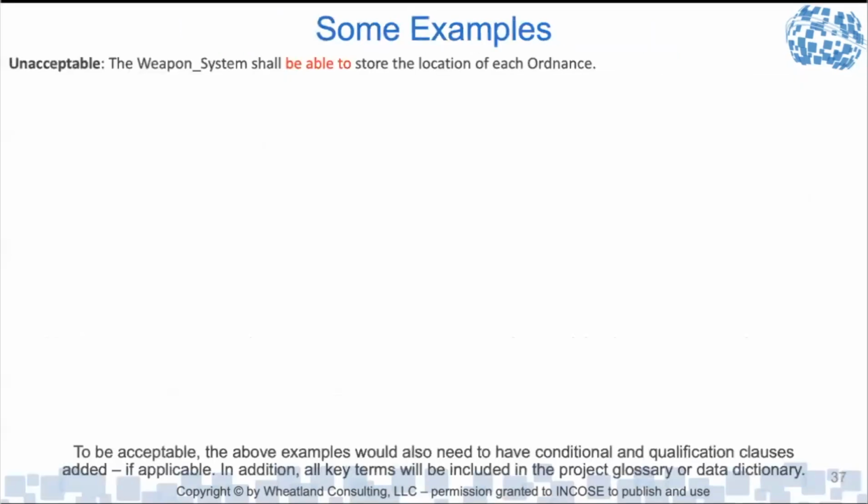So here we have "The weapon system shall be able to store the location of each ordnance." I can just rewrite that: "The weapon system shall store..." I didn't need "be able to." That was just extra verbiage that added ambiguity to the sentence.